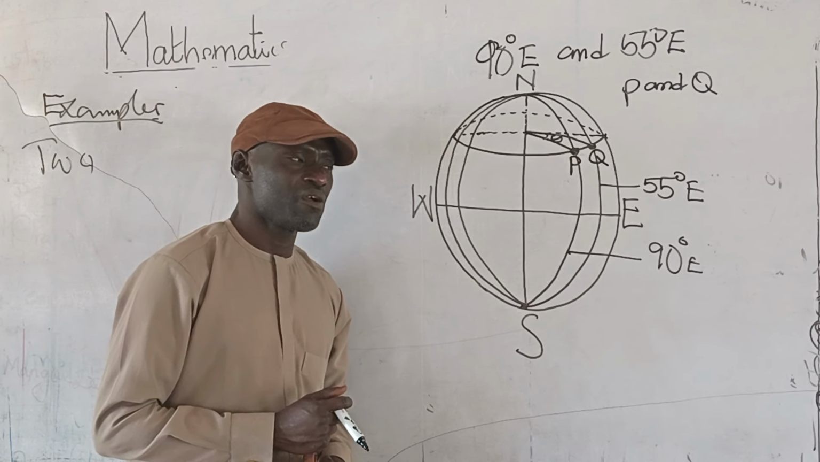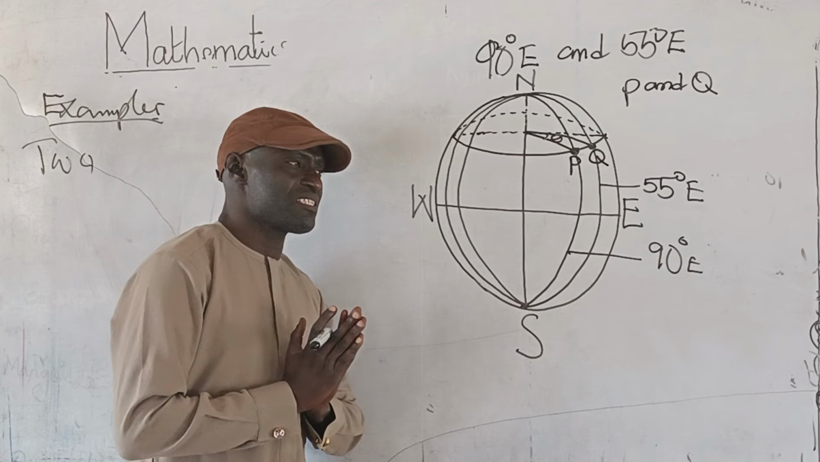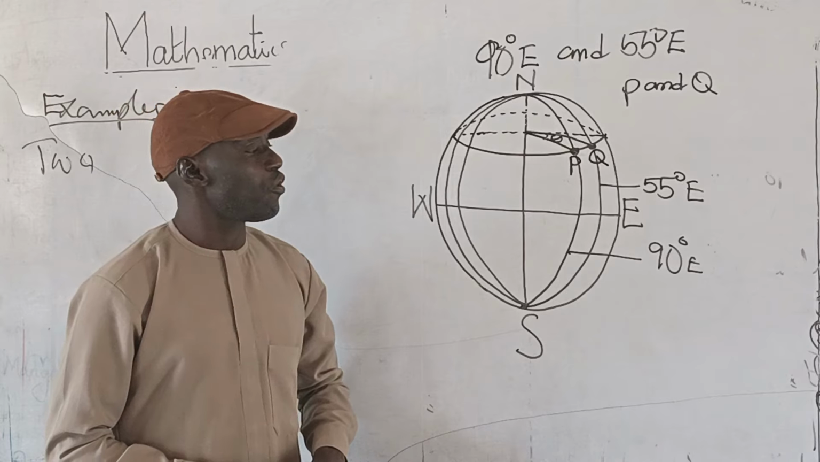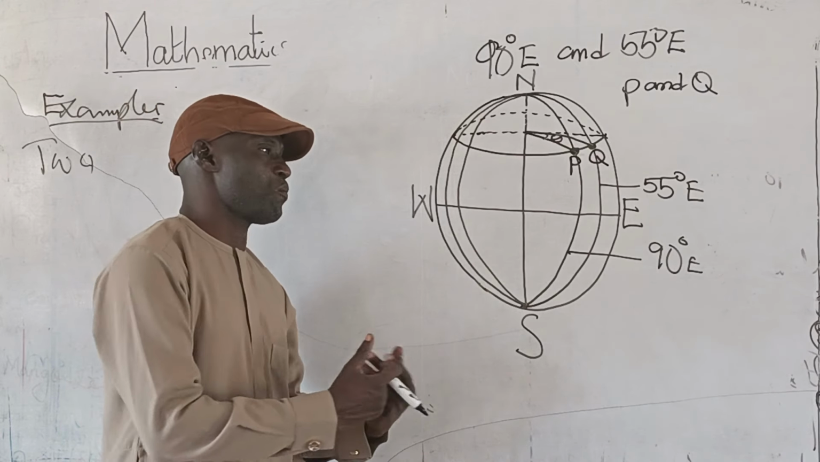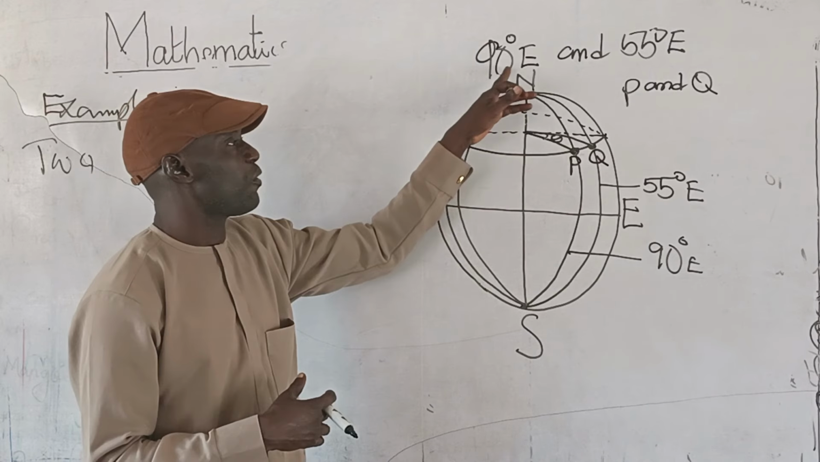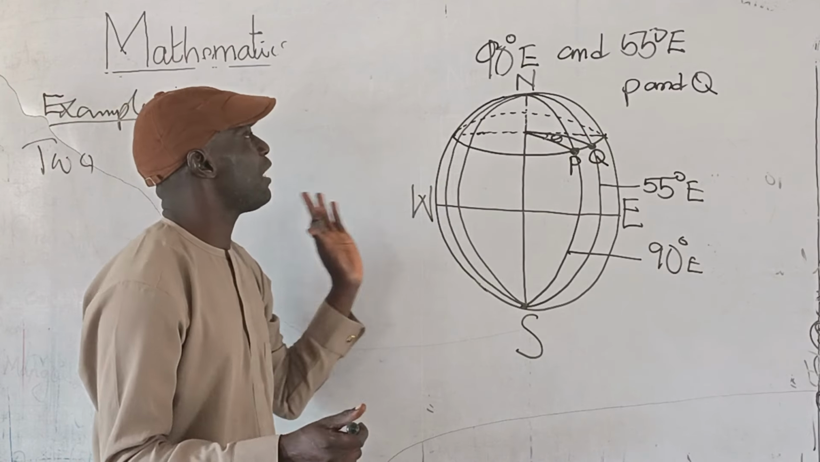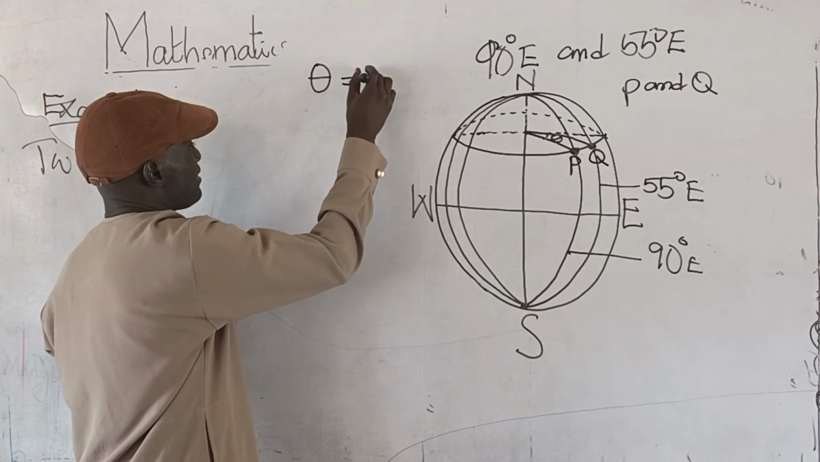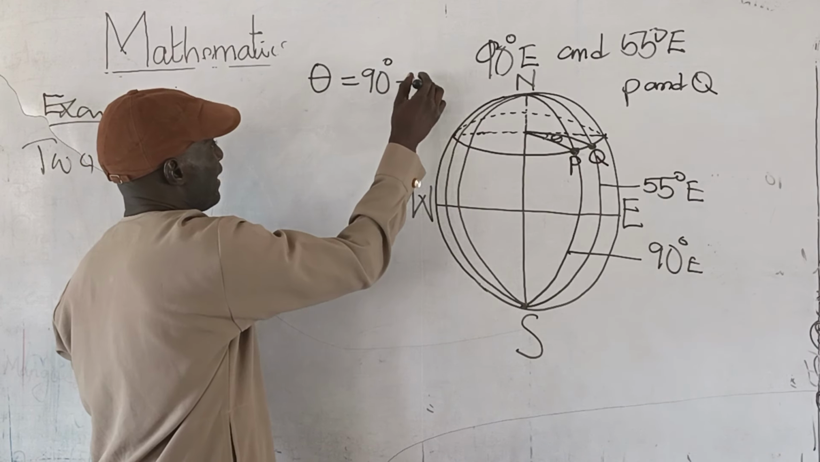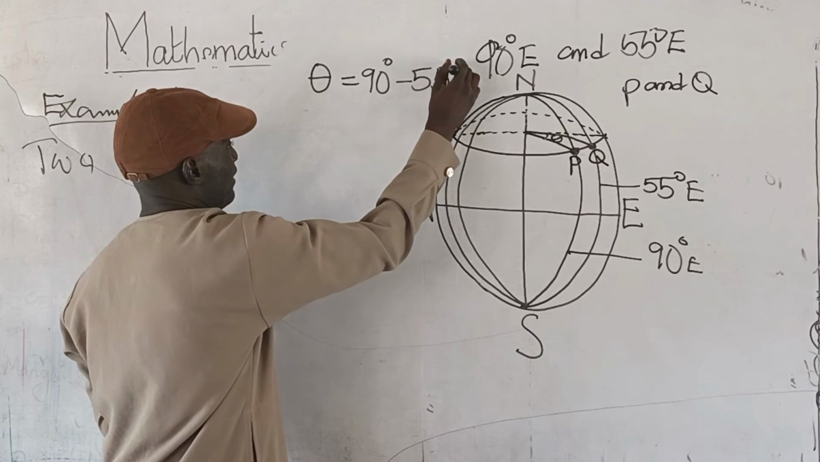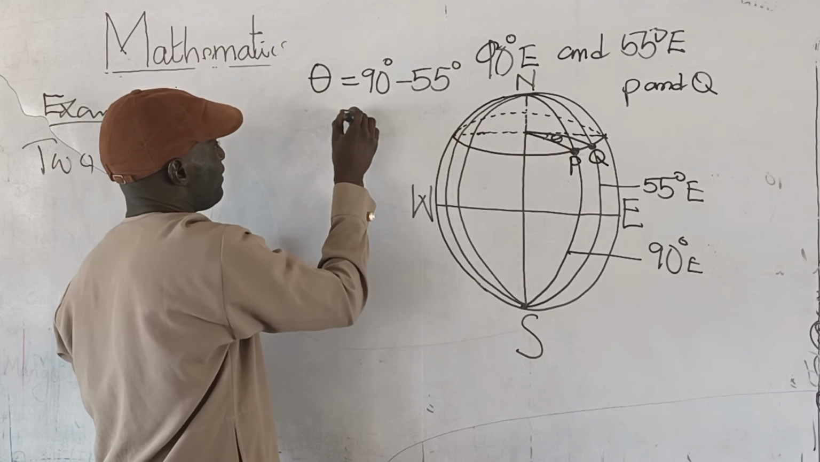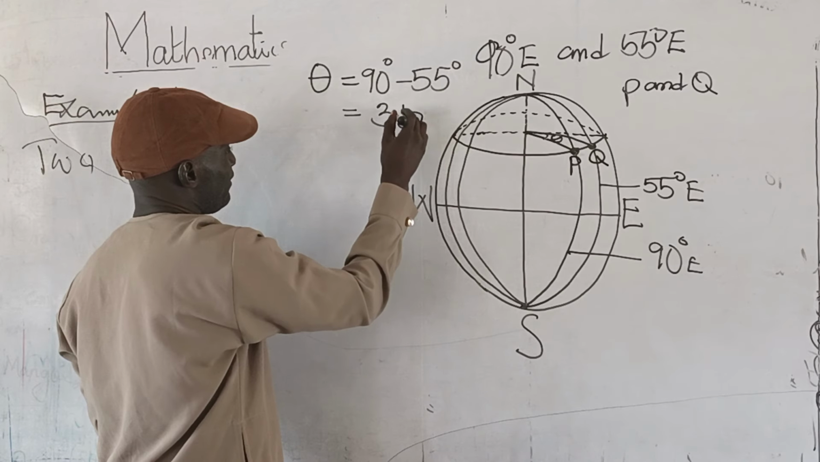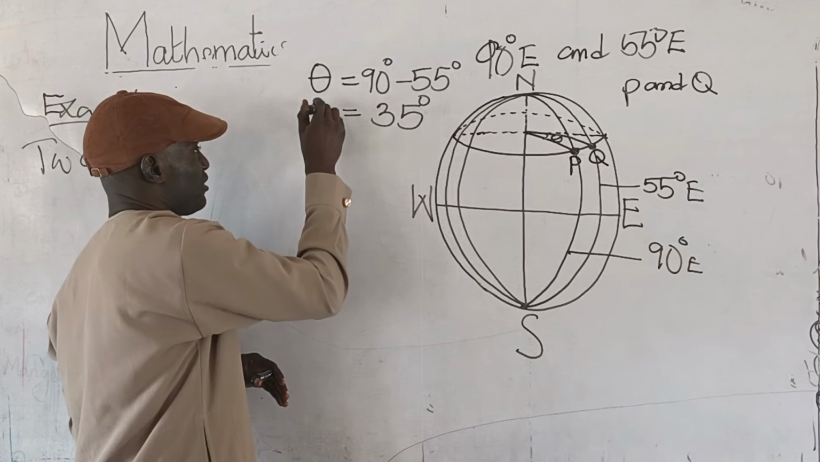And don't forget, when you see a question, the first thing you have to do is know your operational aspect, whether you are subtracting or adding. In this question, we have the same location, so we know that we are subtracting. That subtraction will be our theta, which is 90 degrees minus 55 degrees, and the result is going to be 35 degrees. Our answer will be 35 for the theta.